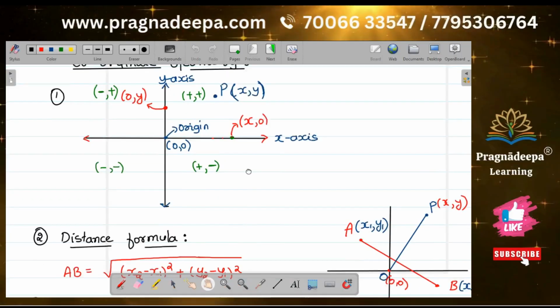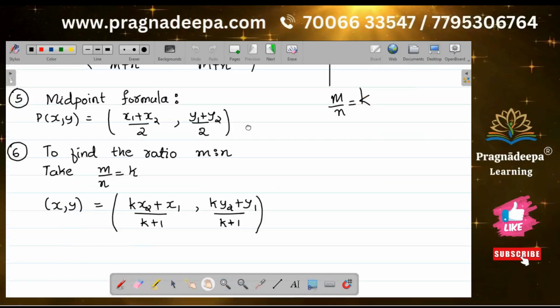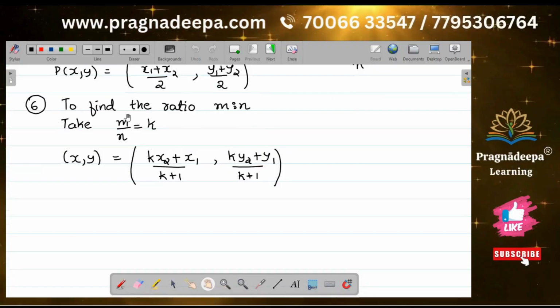To find the ratio, use this formula. First you need to consider m is to n as some constant value k. Okay, the ratio itself is what I need to find out, so I call m is to n as k. One unknown value. So 2 unknown values reduce to 1 unknown value. I had 2 unknowns, and I converted them into 1 unknown by calling it k. So let us call m is to n as k and let us apply this formula.